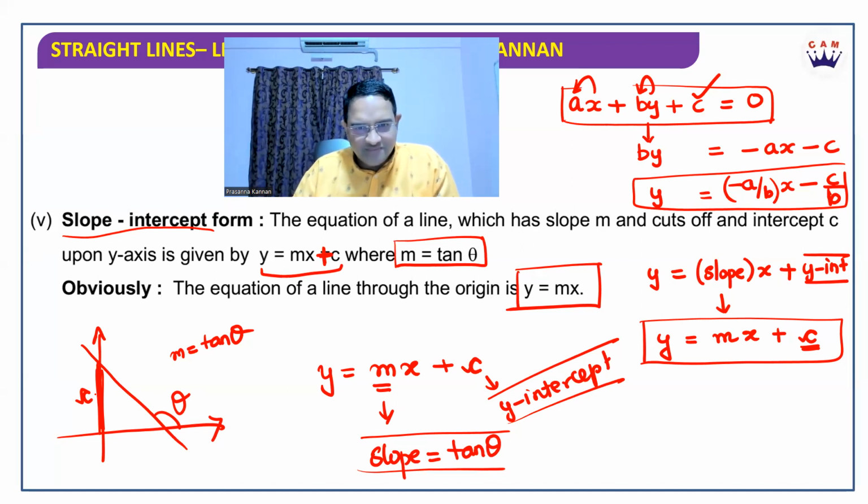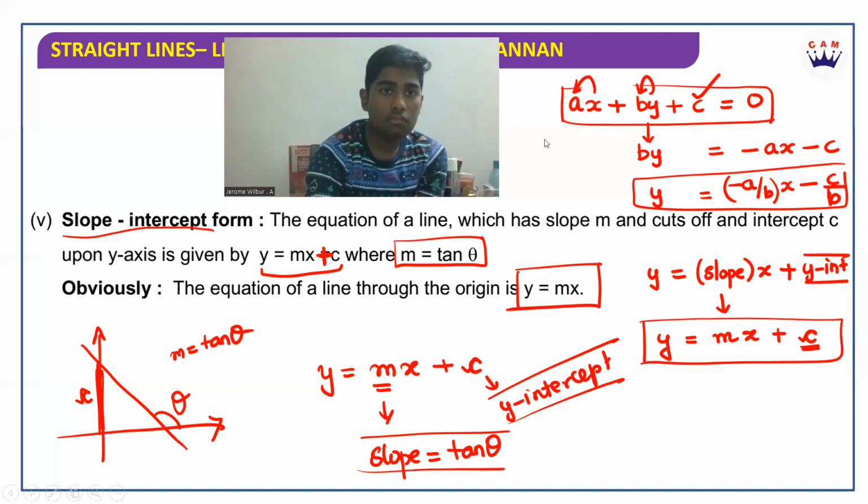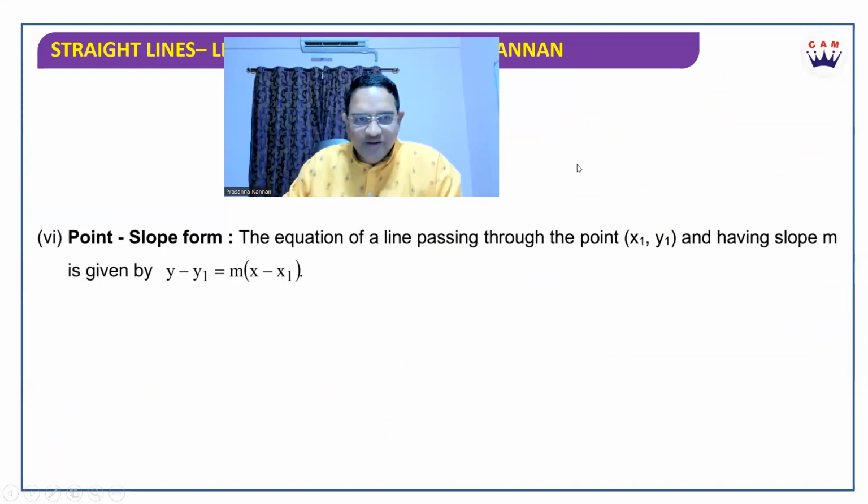Any doubts in this? Very important and standard form of writing the equation of a straight line: y is equal to mx plus c. If you note it down, shall we move on? If you need time, just let me know. I will hold on the slide for a minute. Okay. Next one is one point form or point slope form.